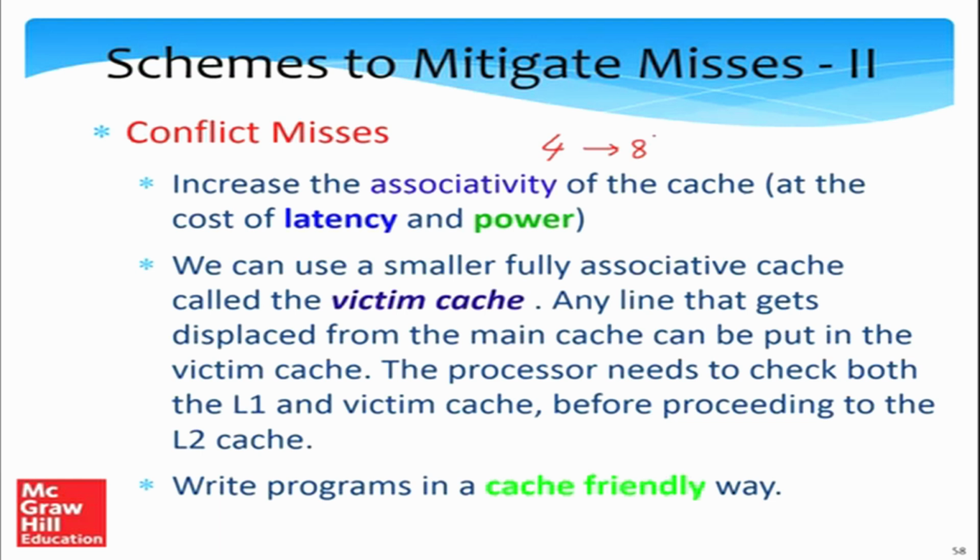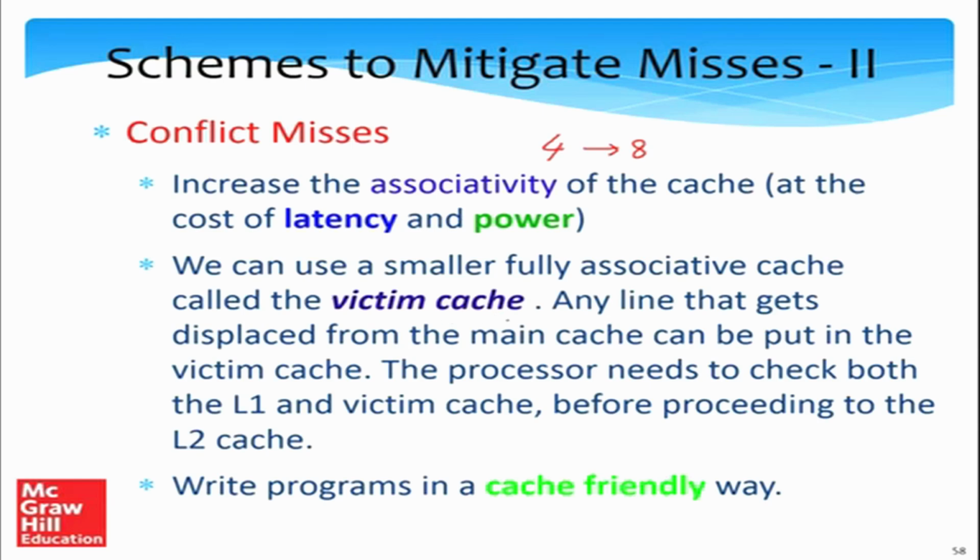Well, this is easier said than done, because the more the number of ways, the more the power consumption because of more comparisons, and the more the latency, again because we have more circuits and there is a certain slowdown that is induced. What we can do instead is use a smaller fully associative cache called a victim cache.